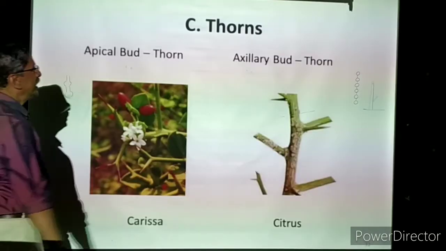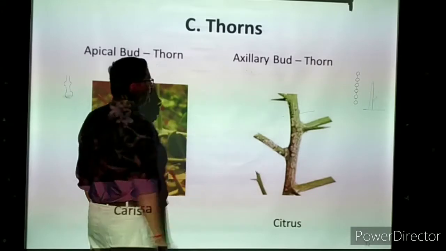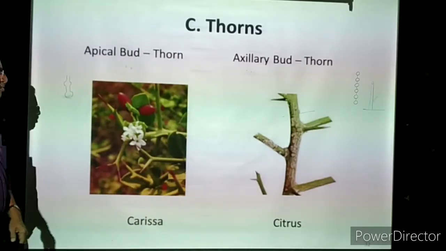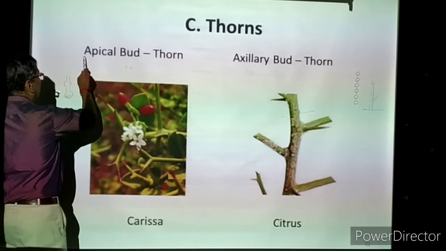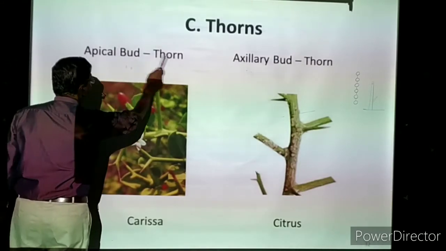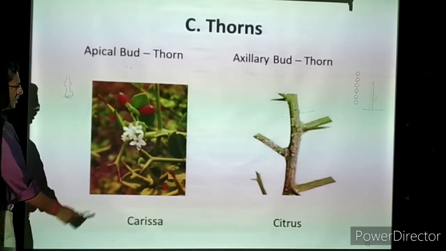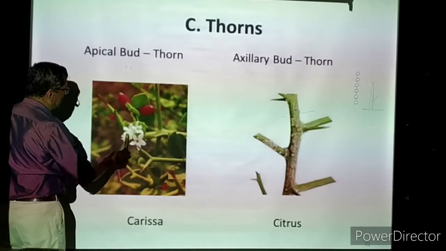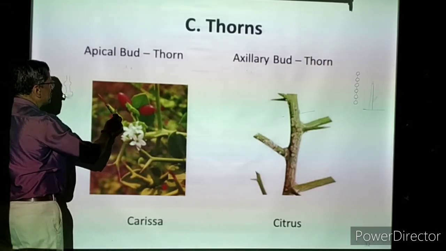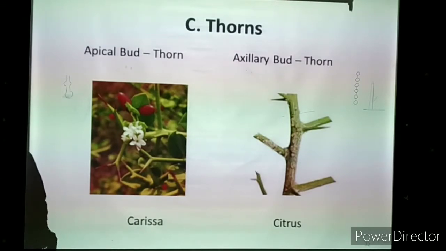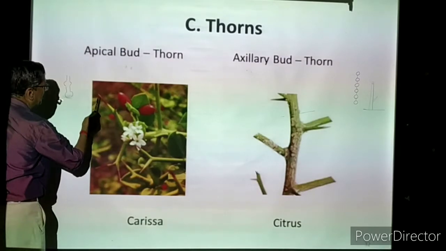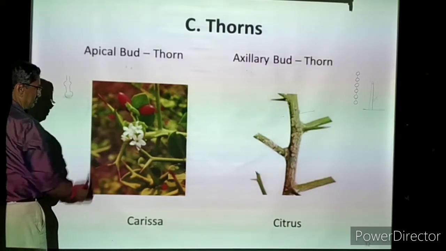Now we are coming to the next one, thorns. In the stem we can find some thorns. How are they developed, you have to see. Apical buds are developing into thorns. For example, the stem is having a lot of branches, but at the tip of each branch a bud should be present. What is that bud? Terminal bud, otherwise called the apical bud. But the complete tip of the stem is modified into a thorn.